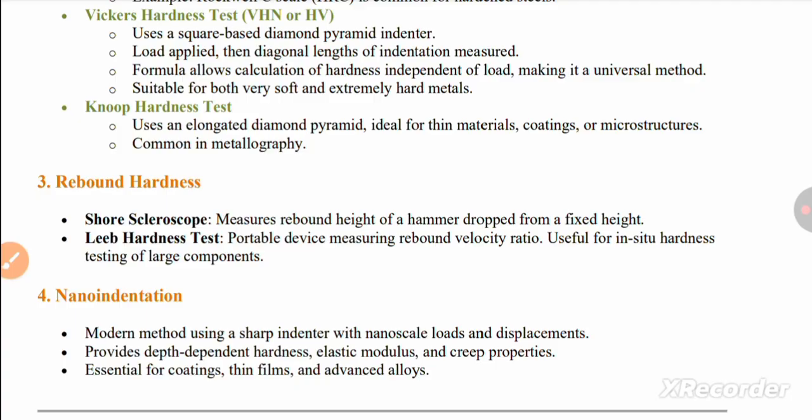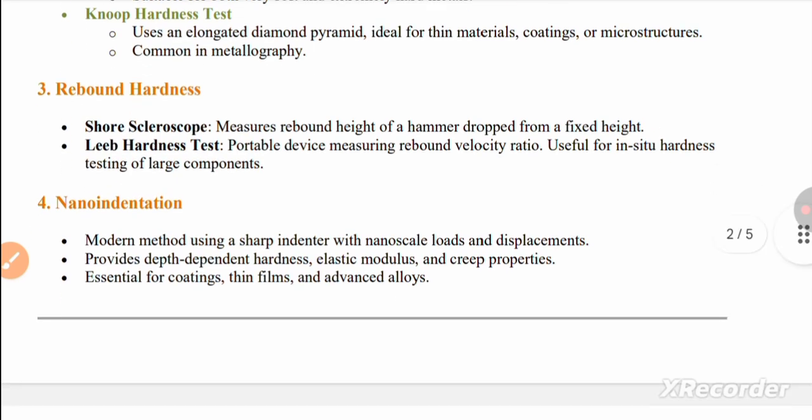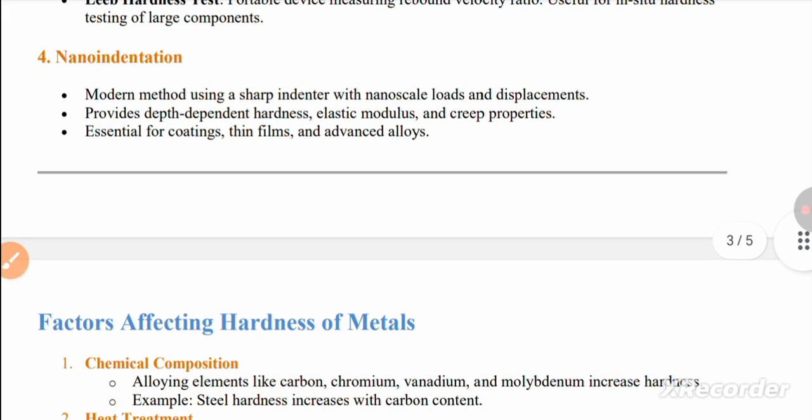Leeb hardness test, a portable device measuring the rebound velocity ratio, useful for in situ hardness testing of large components. Nano indentation, a modern method using a sharp indenter with nanoscale loads and displacement. It provides depth independent hardness, elasticity, modulus, and creep properties, essential for coatings, thin films, and advanced alloys.